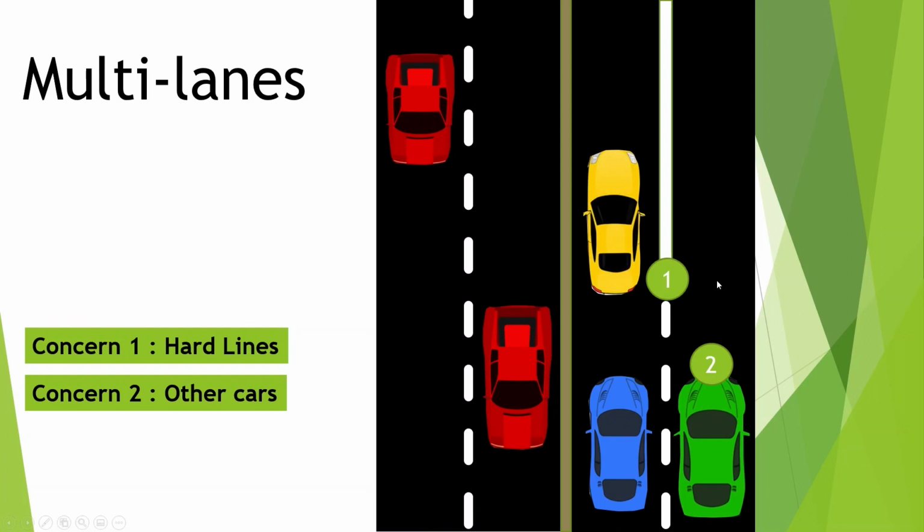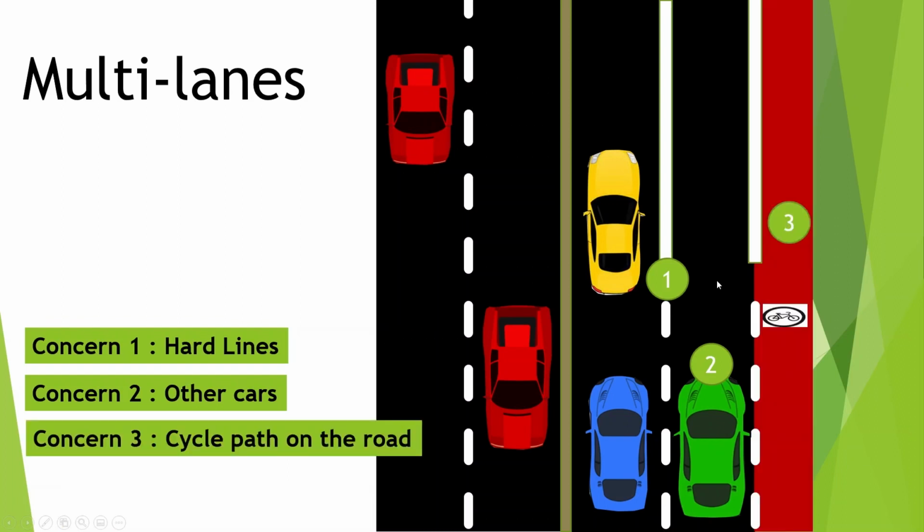What's the third concern? The third concern is that at times you will also see a cycle path on the road. So in certain big junctions, you will see that the cycle path is right on the road, and hence be aware or be concerned of the cyclist on the road before you decide to change your lane.